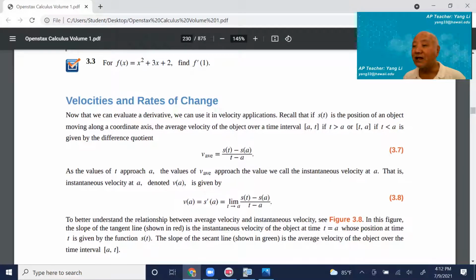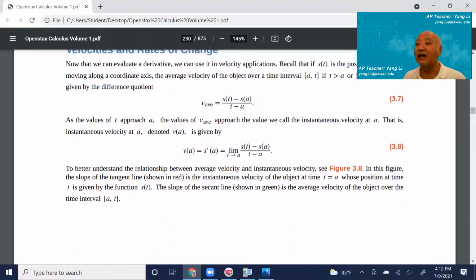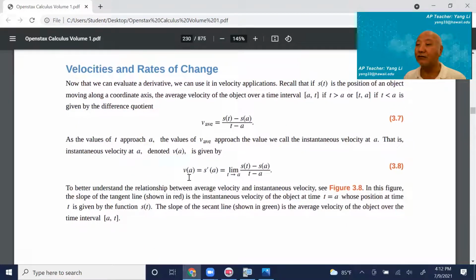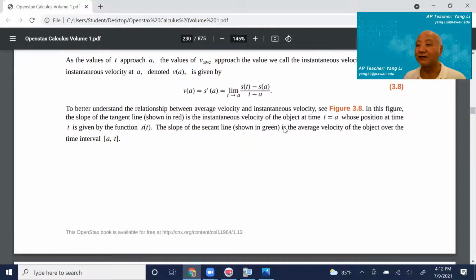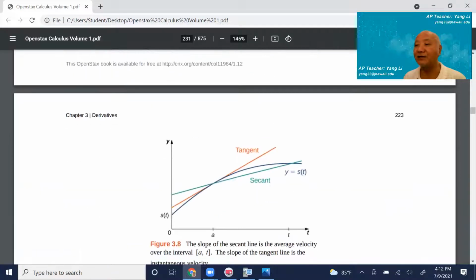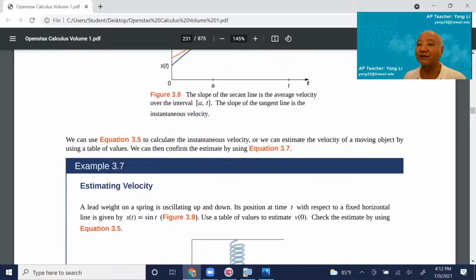And then the instantaneous rate of change will be the velocity. We write it as the derivative of the function s at t equals a. That's what the velocity will be at that time. That's called the instantaneous velocity at a. Okay, so this is just like before when we learned about the slope of a tangent line. This is the basic concept.